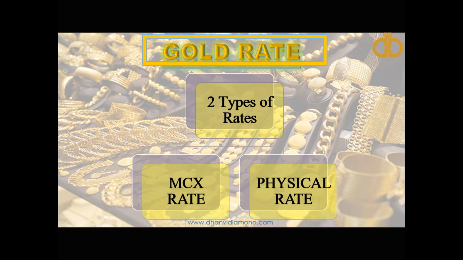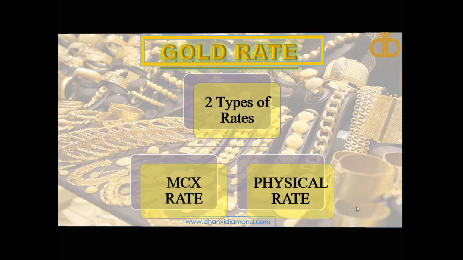Second is physical rate. So what do we mean by physical rate? We mean the market rate. The rate at which you buy gold or gold jewelry is called the physical rate, and it differs a lot from the MCX rate. So what is the difference? Let's understand each of them one by one.